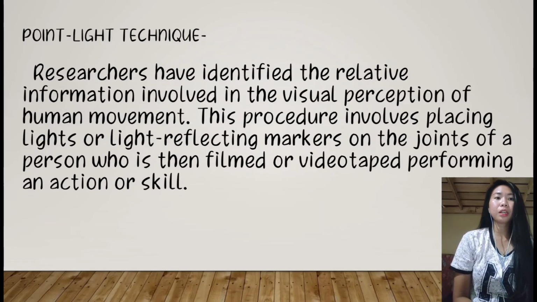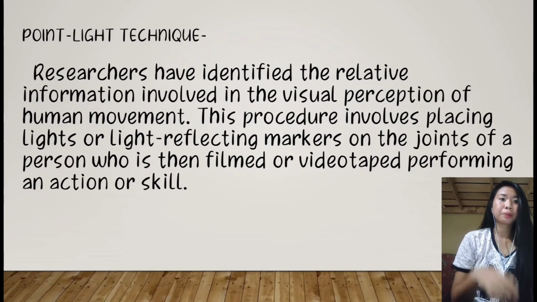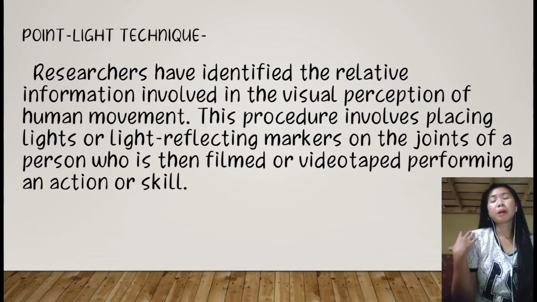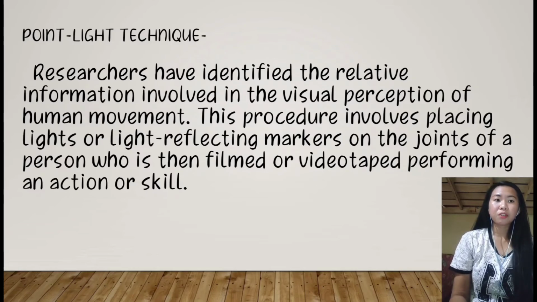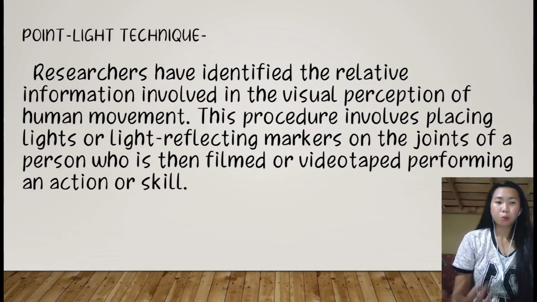Using a procedure known as the point light technique, researchers have identified the relative information involved in the visual perception of human movement. So with the procedure known as the point light technique, the researchers identified information involved in the visual perception of human movement.